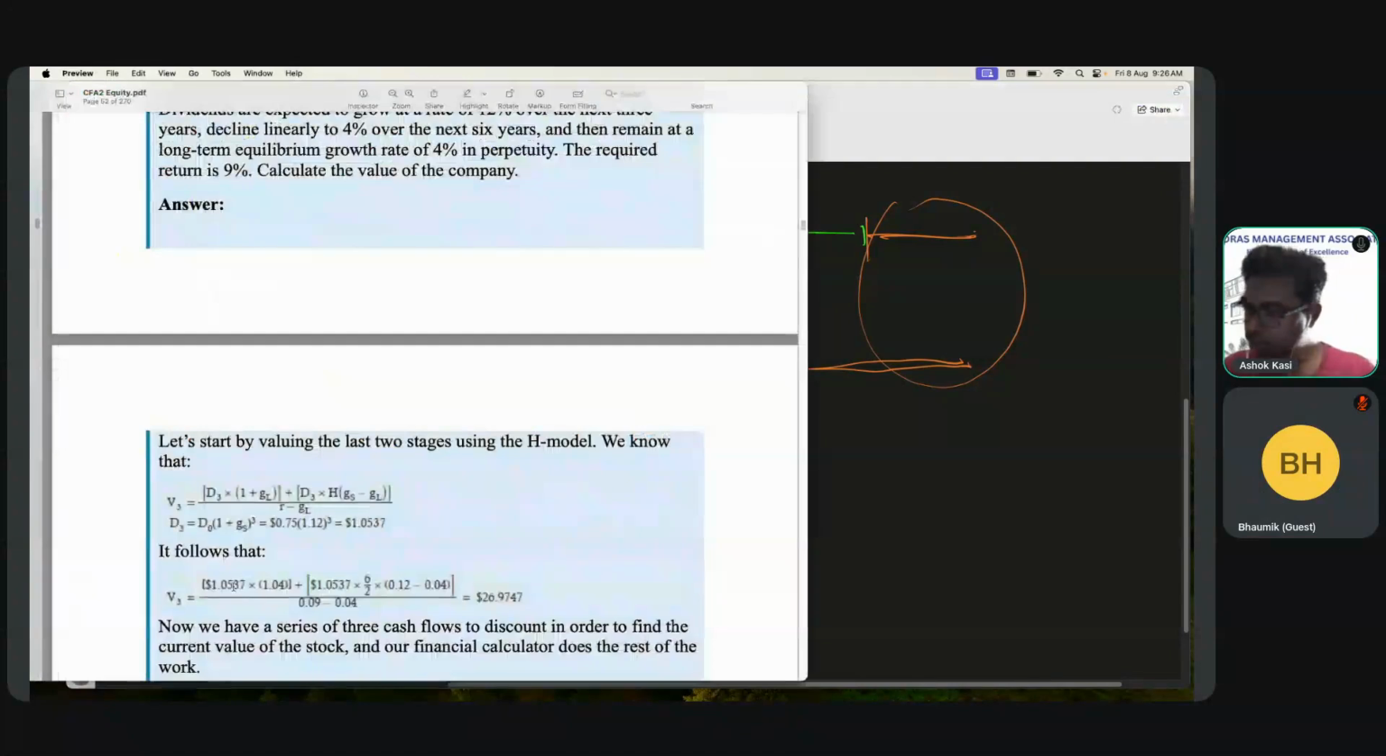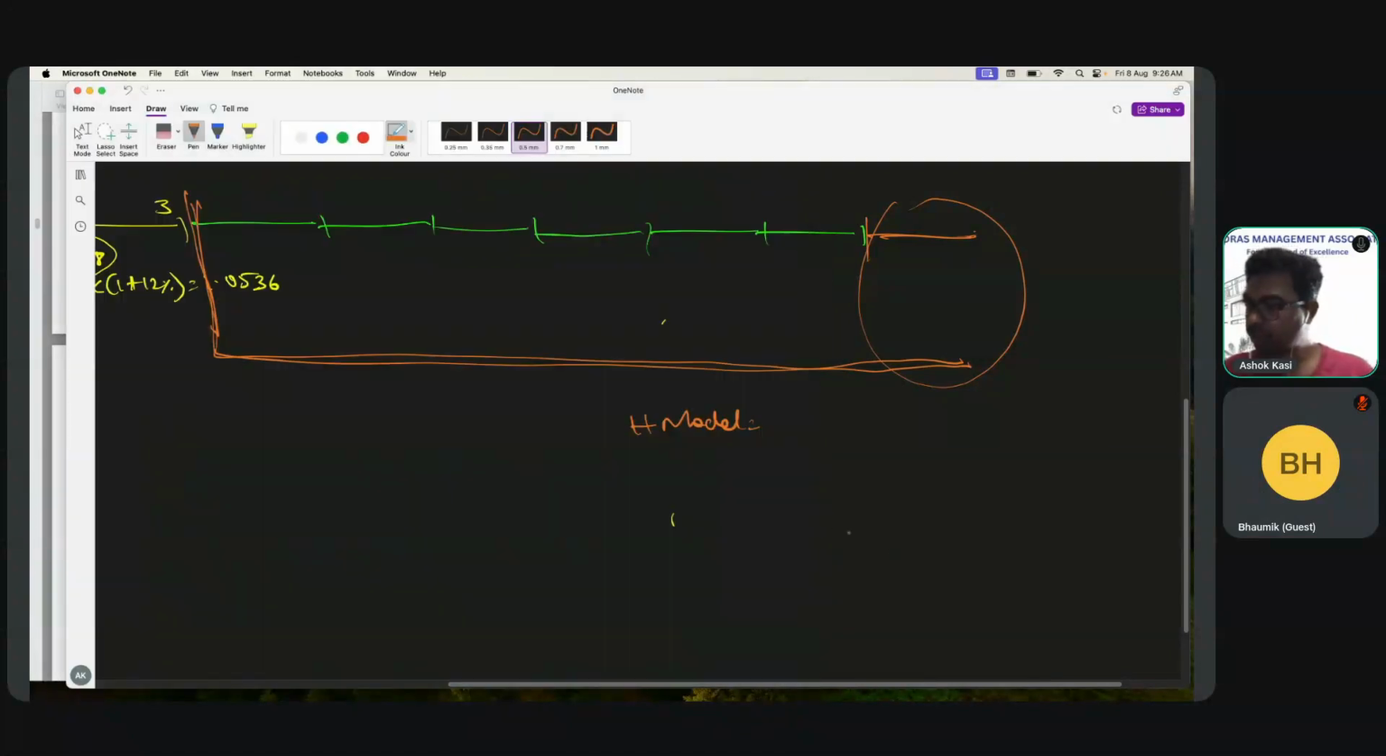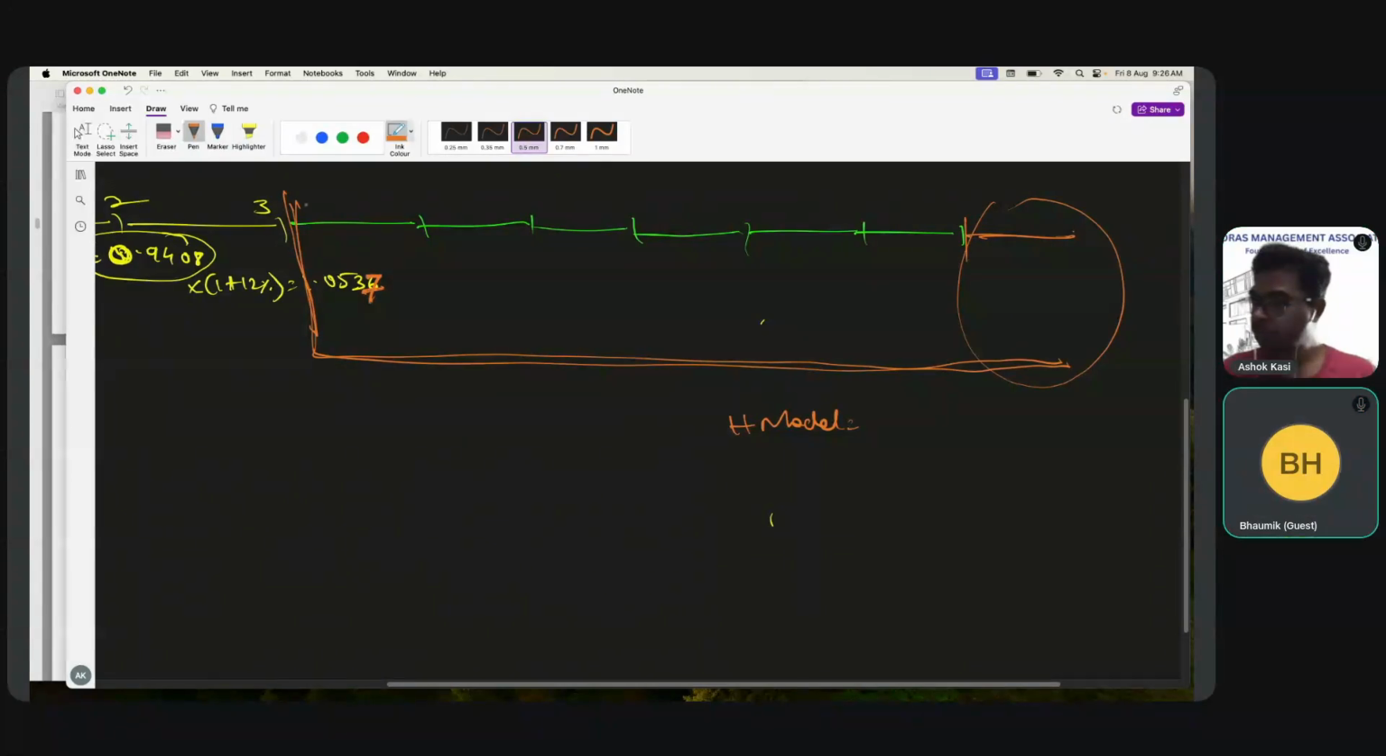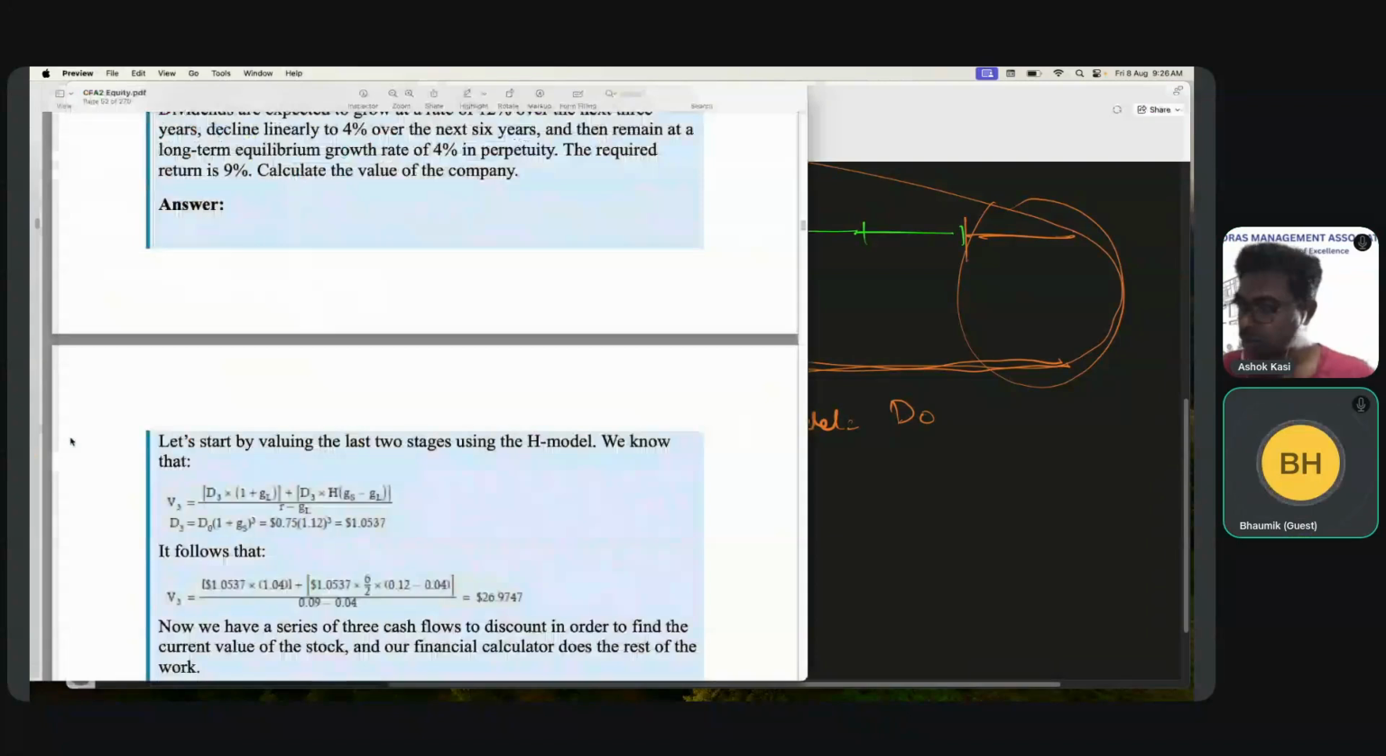They have taken 0.0537. It's 1.0537, so zero five three seven. We consider this as the current dividend. Okay, so the H model says D0. This is the formula.